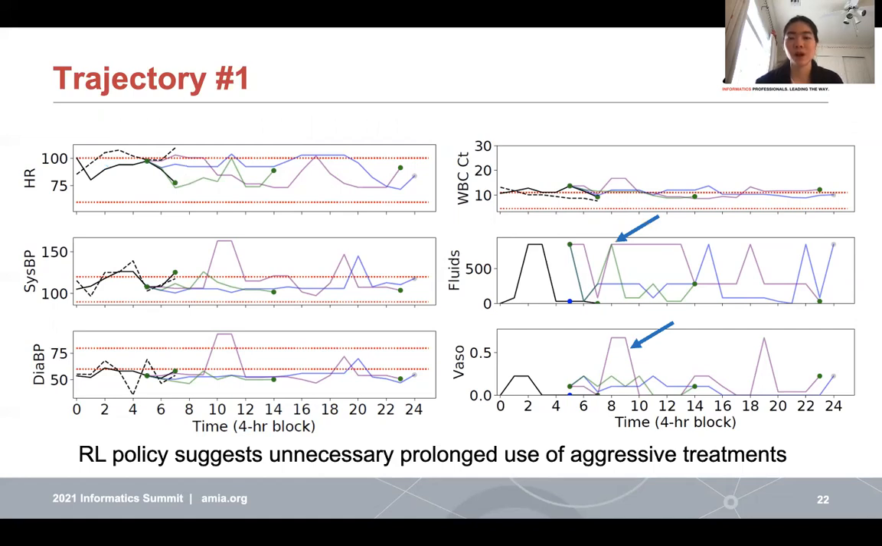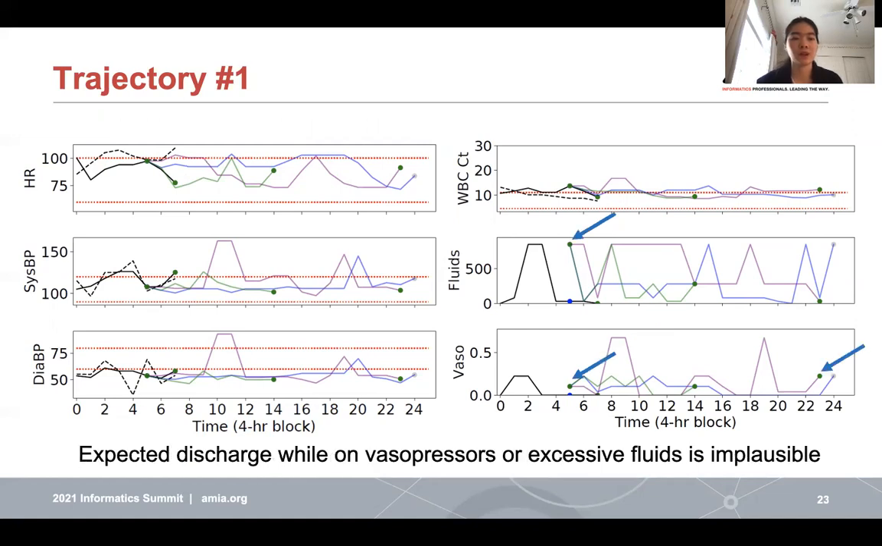The reinforcement learning policy suggests unnecessary prolonged use of aggressive treatments. For this patient, they did not need such aggressive treatment since they were recovering well, and yet some of the rollouts continued for a long time with aggressive treatment. Another thing that was unrealistic was the expected discharge while on vasopressors or excessive fluids. A patient is usually removed from such treatments before being discharged from the intensive care unit.